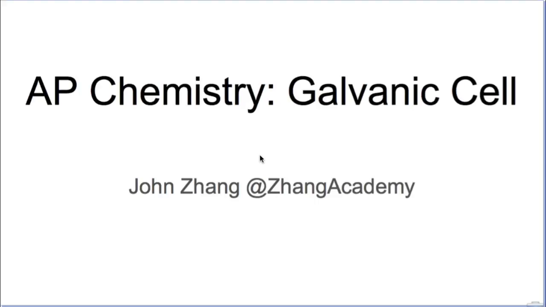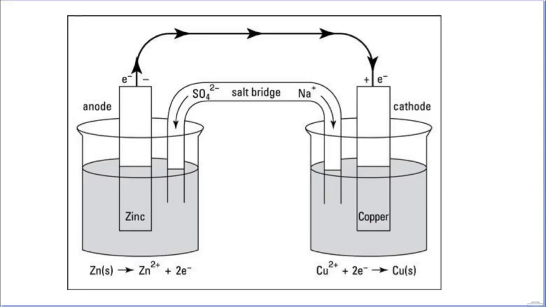Let me remind you of the redox reaction. A reduction is the gaining of electrons, and the oxidation is the losing of electrons. You are going to need to get that straight before you go any further. On the AP exam, you're often given something like this. This is an example of a galvanic cell, so let's break it down.